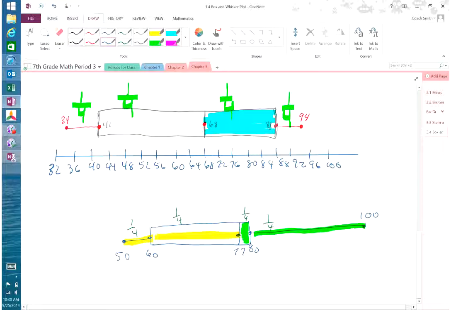Okay. If that's what these are, if these are test scores, okay, about what fraction of the class made 80 or lower? What fraction of the class made 80 or lower? 3/4. Okay? Because I have 1, 2, 3 of the fourths below an 80, or 80 or below.